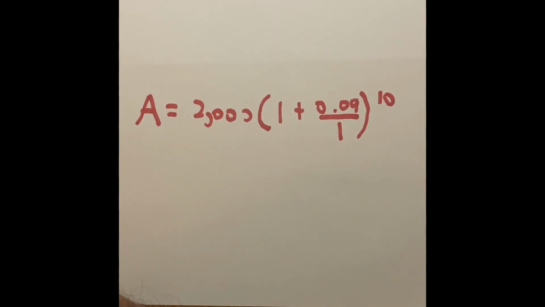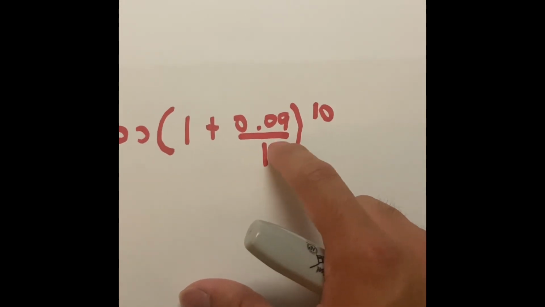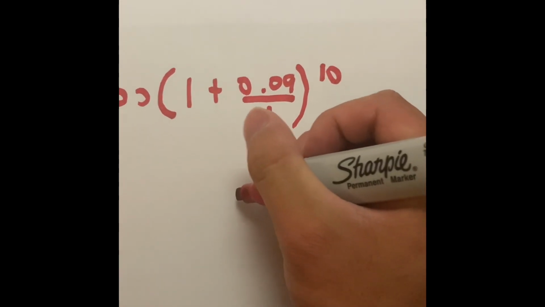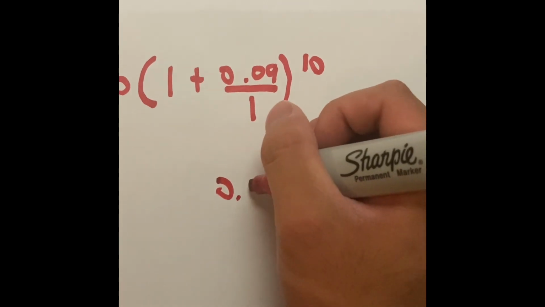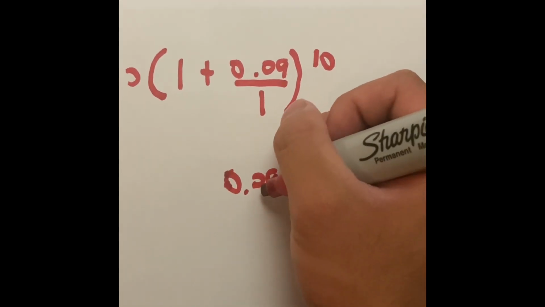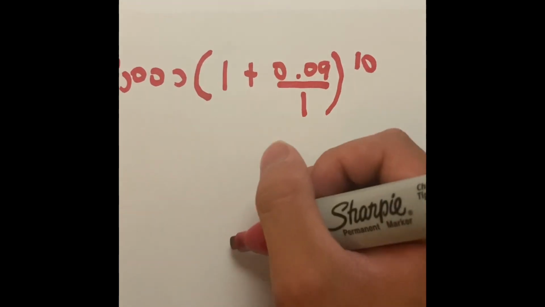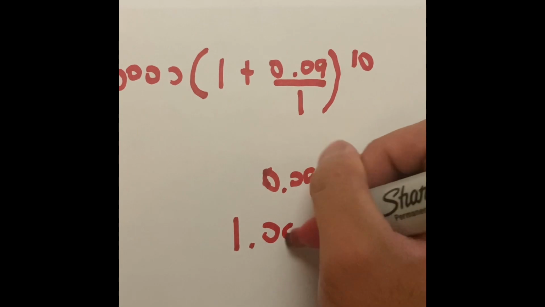So now what we have to do is get rid of that fraction. So 0.09 divided by 1 is going to be just 0.09. Anything divided by 1 is going to be itself. Then we have to add that by 1. So we're going to say instead 1.09.